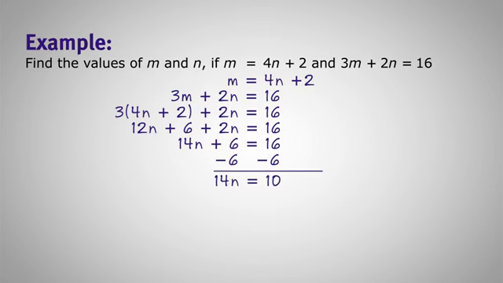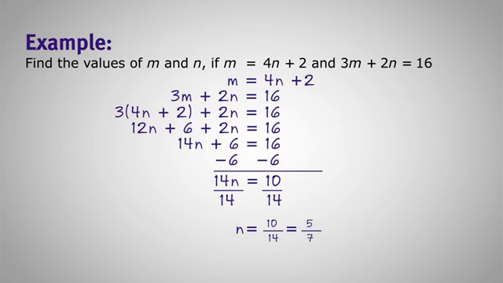Now we have 14n equals 10. In order to solve for n, we need to divide both sides of the equation by 14, giving us n is equal to 10 over 14, which reduces to 5 over 7. And we're not finished quite yet. We need to solve for m as well.